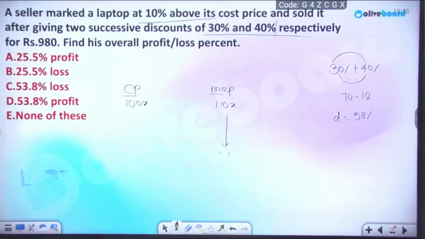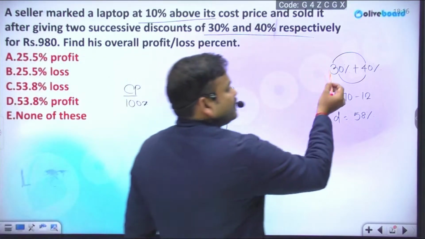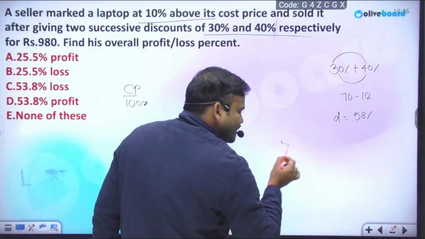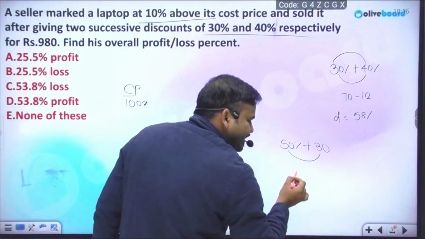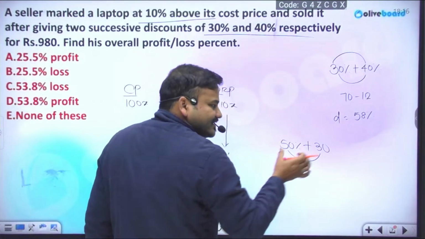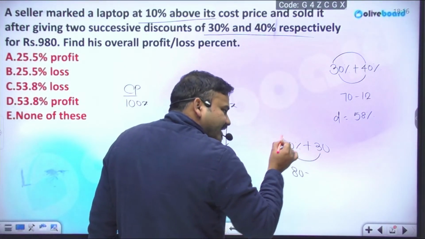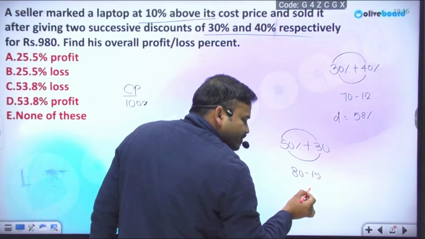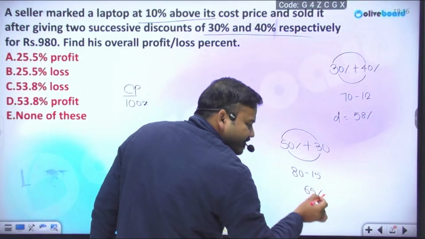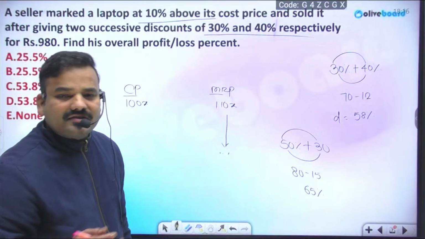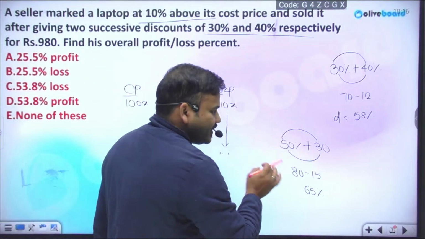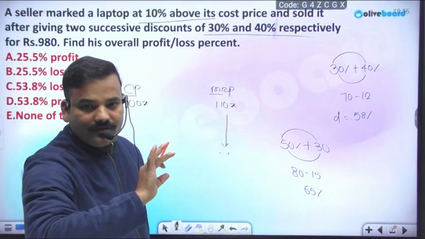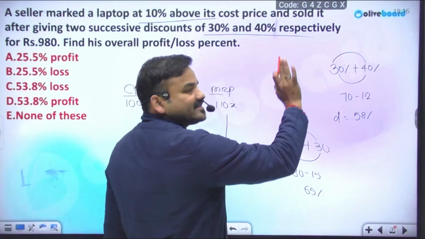Sir, why this 12? 3 into 4. Suppose you get discounts of 50% plus 30%. So overall, the sum is 80, minus 5 times 3, which is 15. So this is basically a discount of 65%. This we can solve orally for the discount percent, or else we can go via the ratio method also. Fine, but this is the best method. Orally you can just see and solve the discount percent.